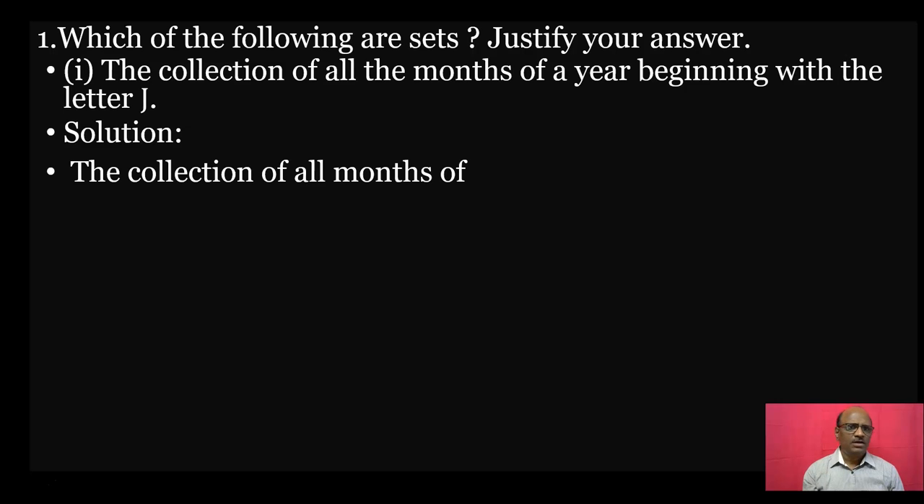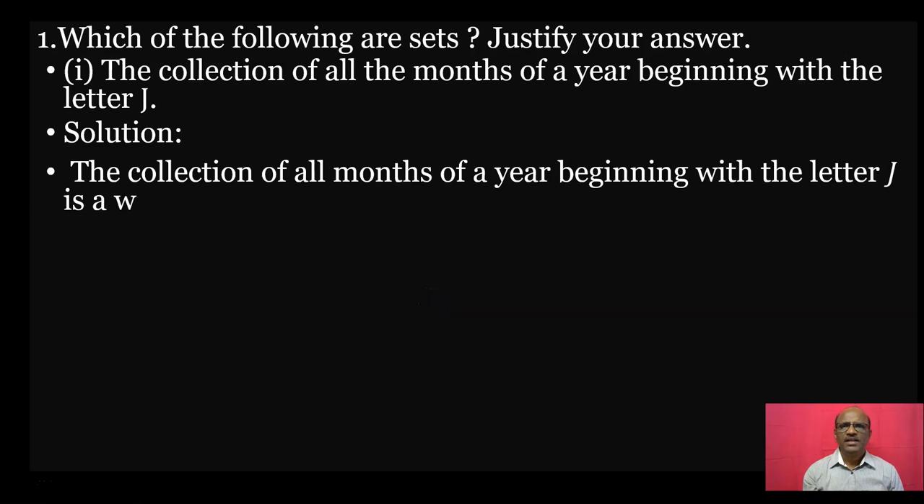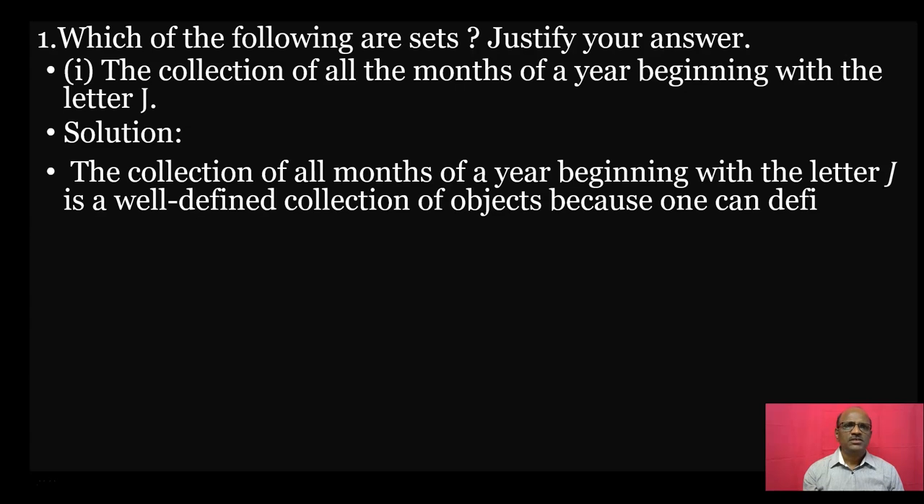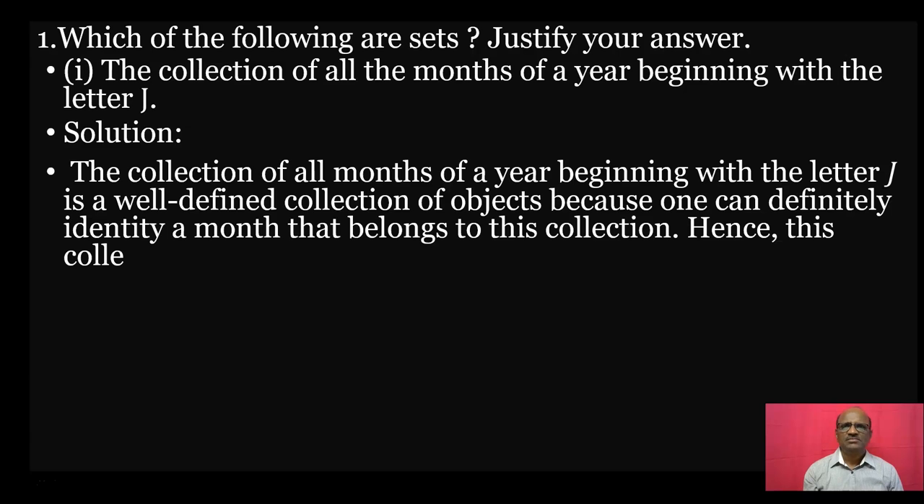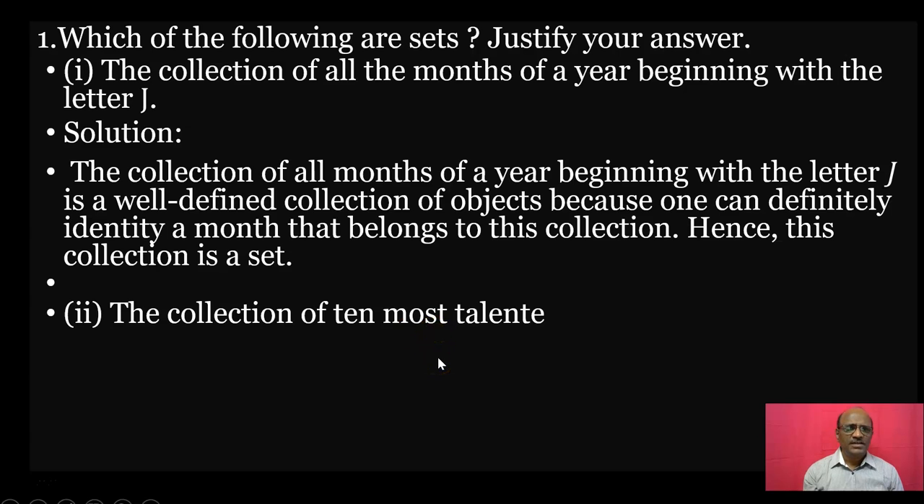The collection of all months of a year beginning with the letter J is a well-defined collection of objects because one can definitely identify a month that belongs to this collection. They start with J. Hence, this collection is a set. Simple question.